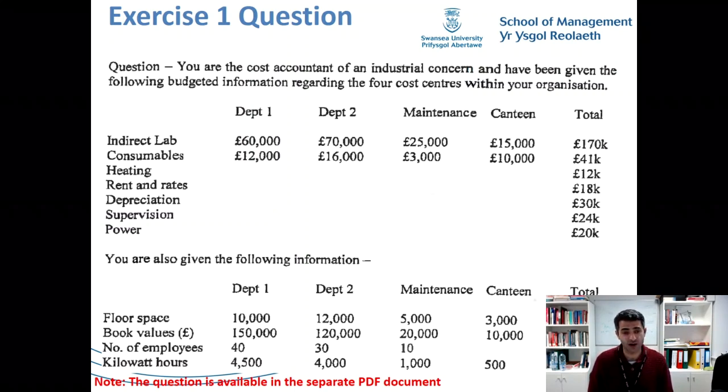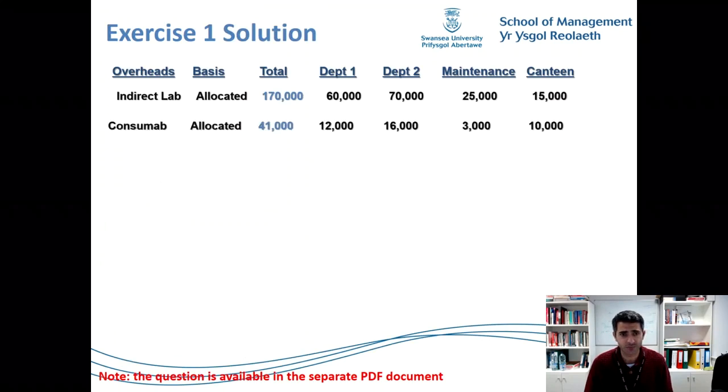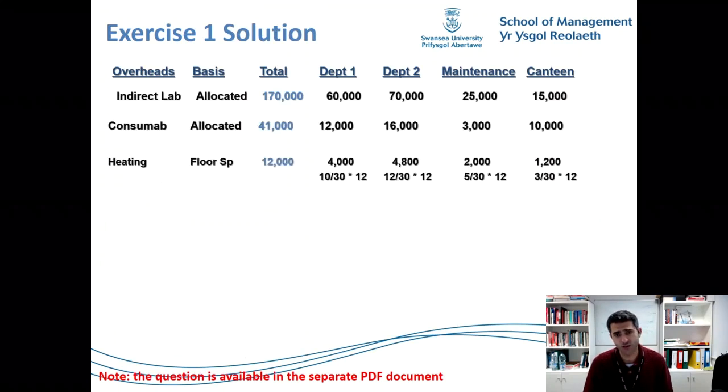Floor space, net book value, number of employees, or kilowatt hours? Of course you would say heating relates more to floor space, to square meters, isn't it? In this case you pick floor space as the basis. And what is the total for floor space? It is 30,000. So far we've got heating, floor space, and the total £12,000.